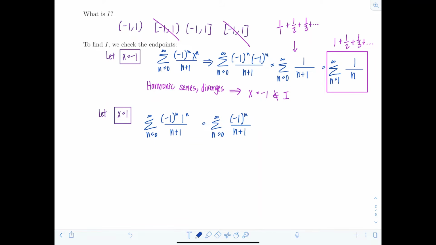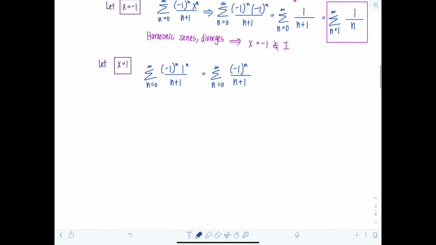Well, this looks like a good time to use the alternating series test. So let's use the AST. And remember, b sub n is equal to the absolute value of a sub n, which is going to be 1 over n plus 1. So condition 1, I need to show that it's decreasing. b sub n is decreasing.